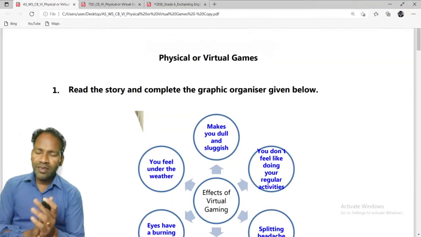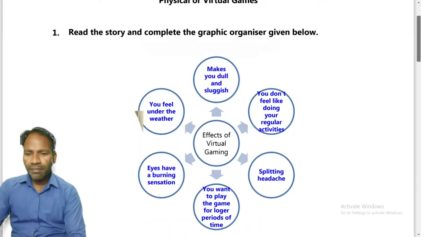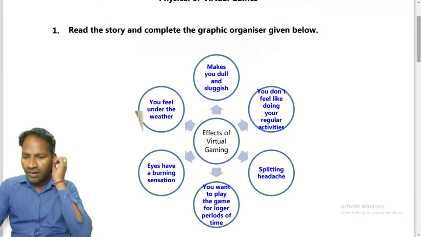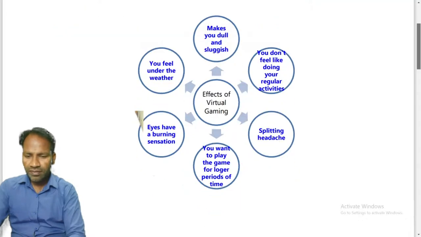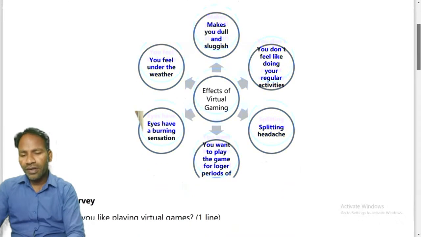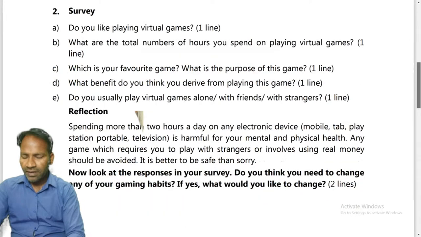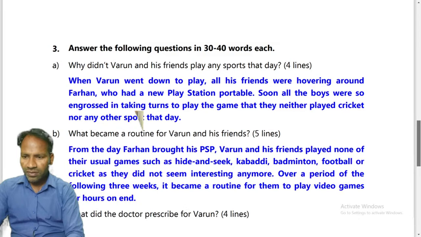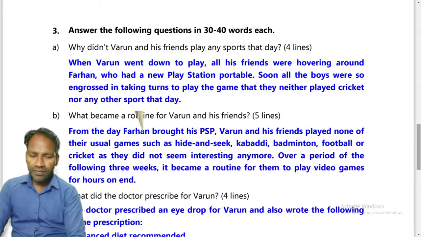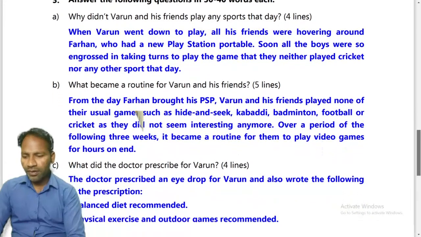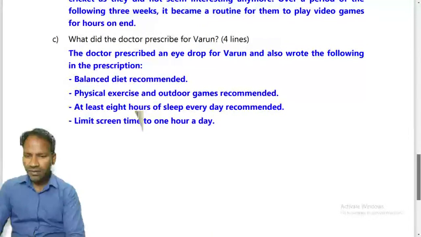Worksheet. On the basis of this lesson, you have one worksheet. This is the worksheet. Read the story and complete the graphic organizer given below. This is the graphic organizer and see, suitable answers I have given for your reference. You can pause the video and read. These are some of the clues. Answer the following questions. These are from the worksheet. So 30 to 40 words. For your reference, you read and frame your own answer. This is also question A, question B, question C.